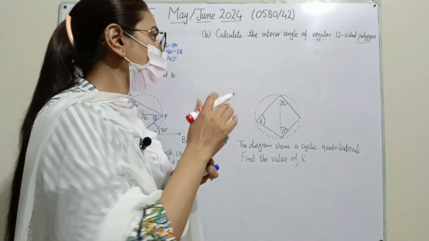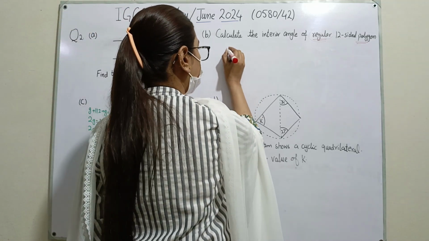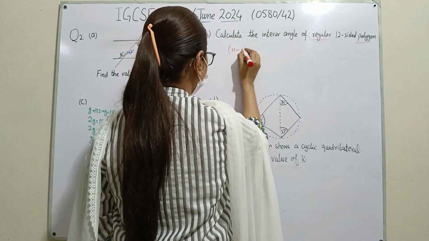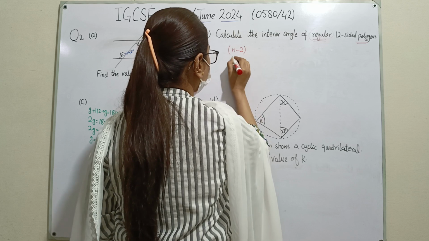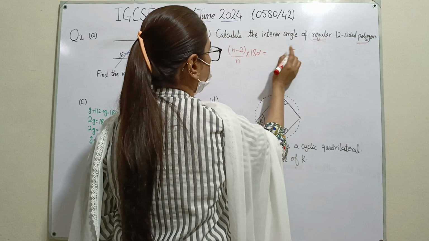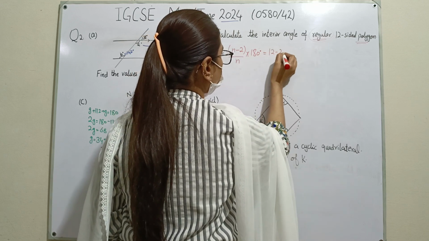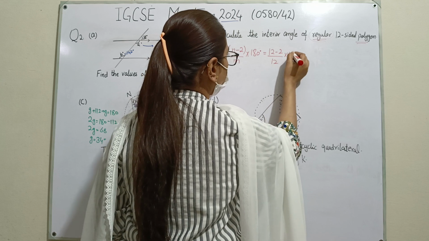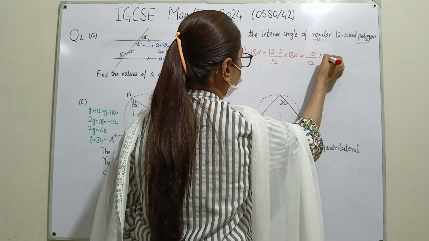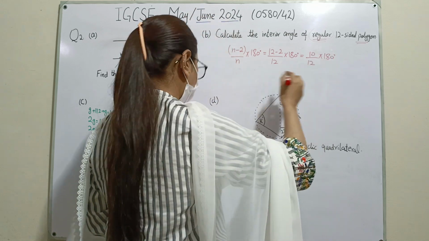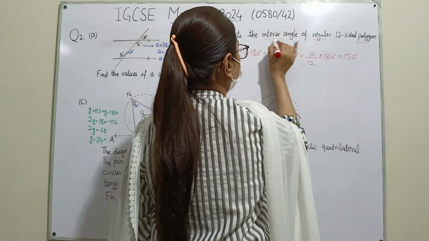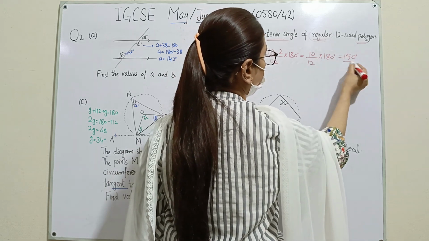So here we will use the formula. Interior angles can be calculated, you have to note it for further papers as well: (n minus 2) by n multiplied by 180 degree. Here n is 12. So (12 minus 2) by 12 multiplied by 180. So 10 by 12 multiplied by 180 degree. So you will get 150 degree. So the interior angle of a regular 12-sided polygon is 150 degree.